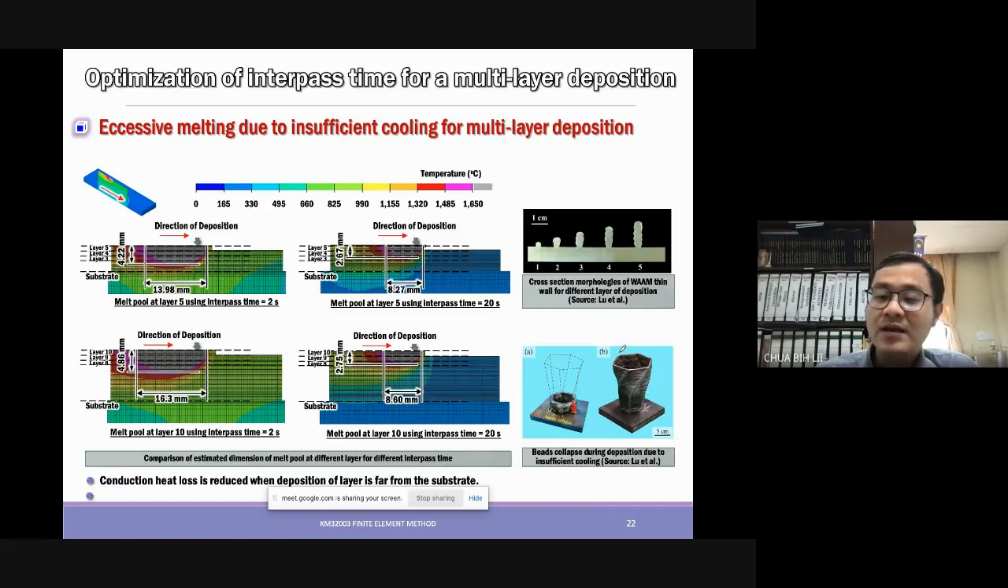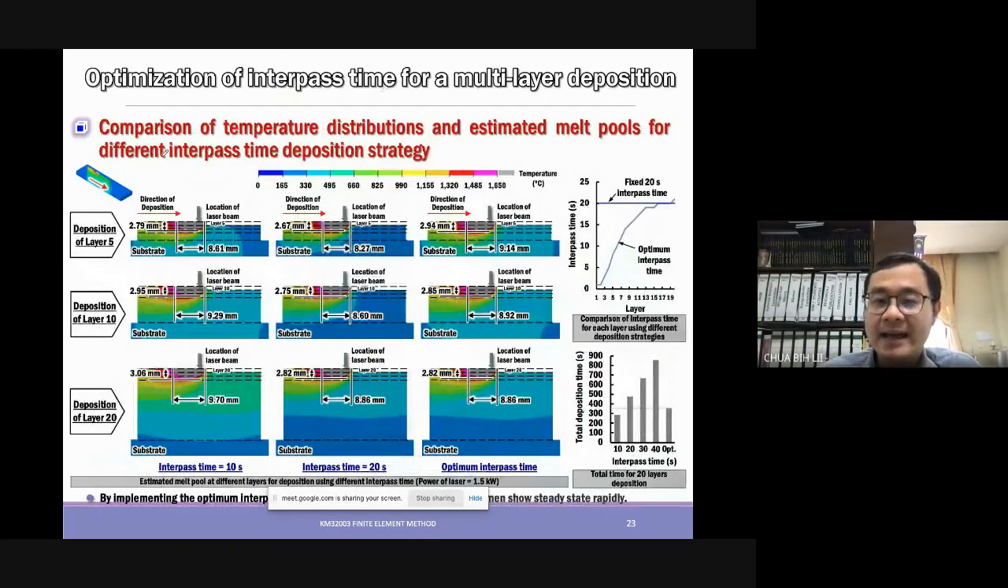So in order to get a good structure, we have to optimize what we call the interpass time. Remember the time between one layer and the other, right? So we have successfully used finite element methods to analyze this simulation of 20 layers of depositions, and we extract the effect on the melted regions. From there we estimate the optimum interpass time in between layers, so that it is not too hot and not too cold for the process to proceed.